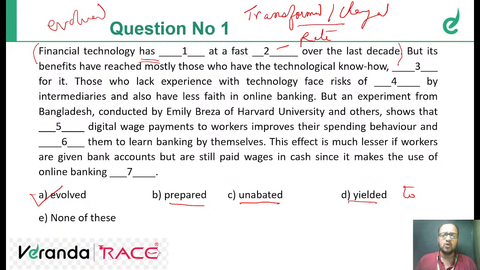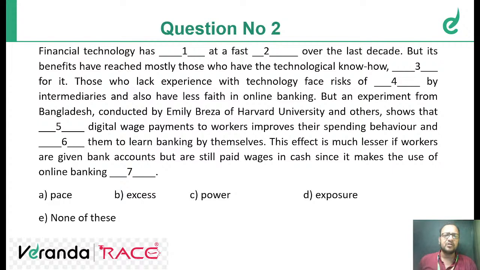And it is followed by to. So financial technology has evolved at a fast. We took the answer of 2 as rate. Let us see option number 2. Do we have an option like rate? Yes, we have an option like pace. Pace is equivalent to rate to some extent. When we say it has some pace, we also say at a very fast pace.